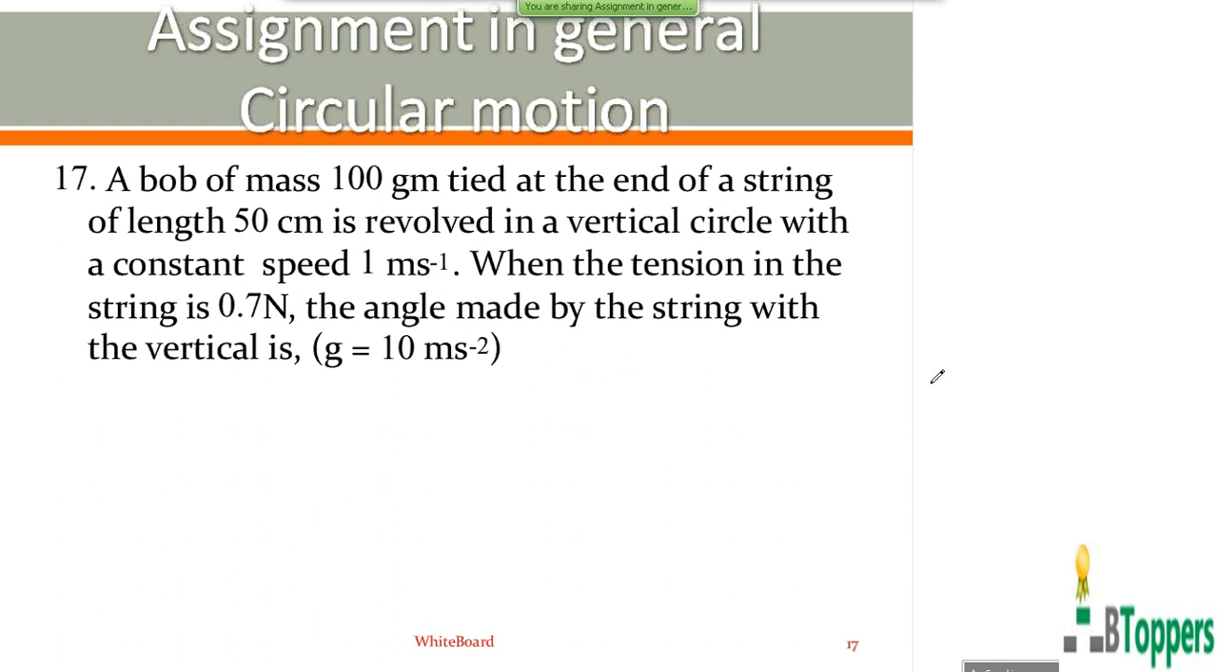Now look at the question number 17 here. A bob of mass 100 gram tied at the end of a string of length 50 centimeter, revolved in a vertical circle with a constant speed 1 meter per second. So that means we can take it as 1 meter per second. The magnitude of the tension of the string is 0.7 Newton. The mass of the bob is 100 grams, means 0.1 kg. You have to find the angle theta made by the string with the downward vertical at the instant when the tension becomes 0.7 Newton.